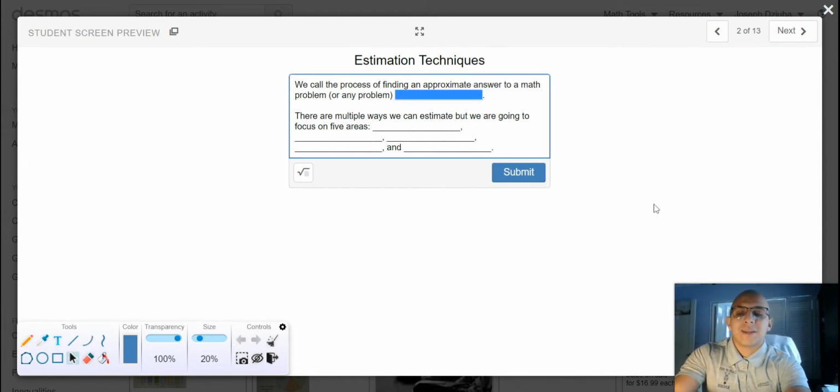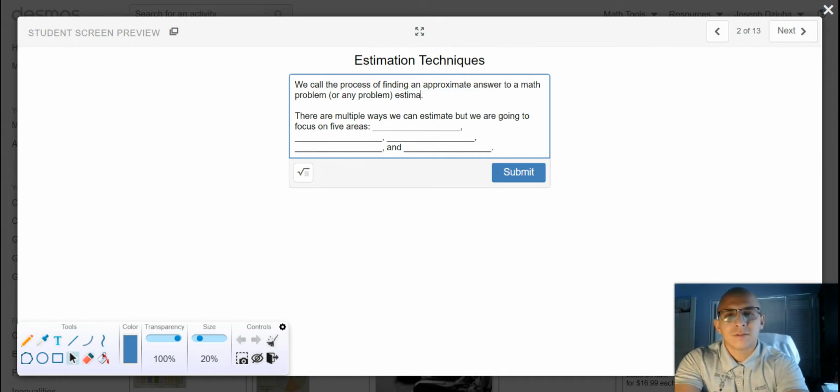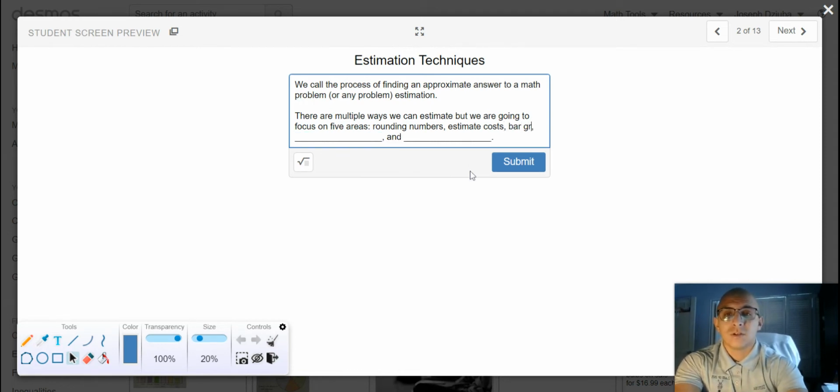We call the process of finding an approximate answer to a math problem, or any problem for that matter, estimation. Go figure. There are multiple ways that we can estimate, but we are going to focus on 5. Okay, the ability to round, the ability to estimate costs. Okay, both of those kind of go hand in hand. The ability to work with bar graphs, pie charts, and line graphs.